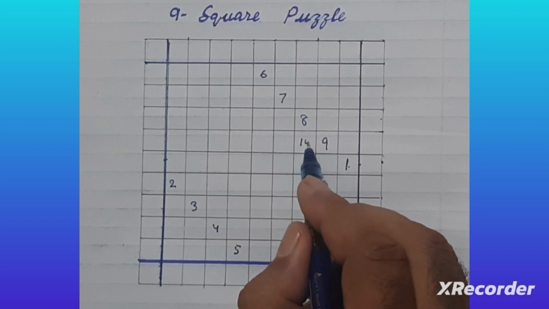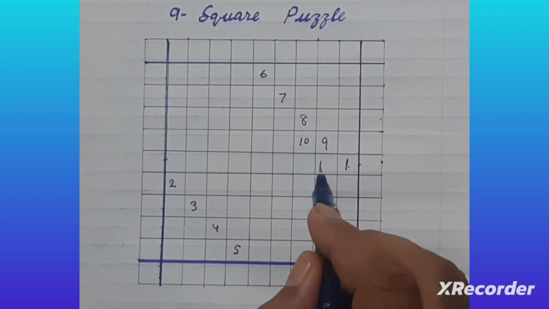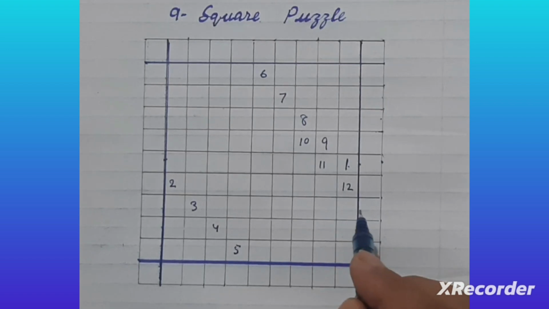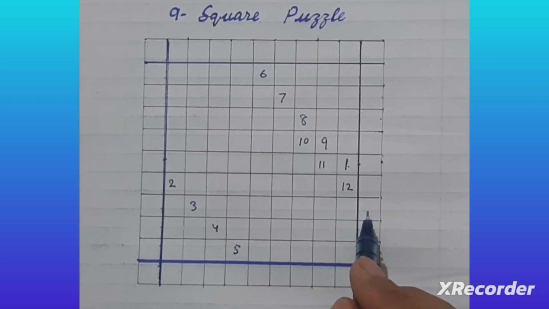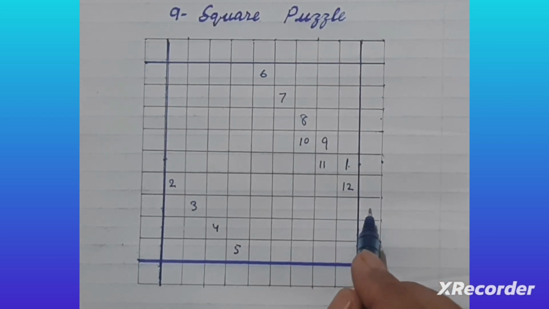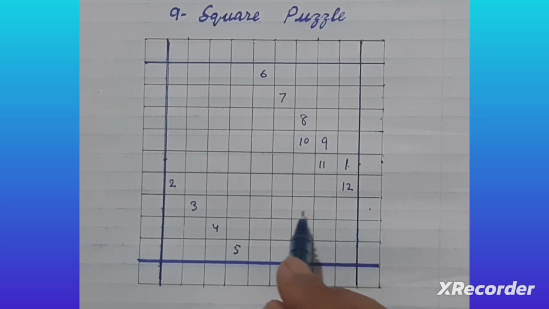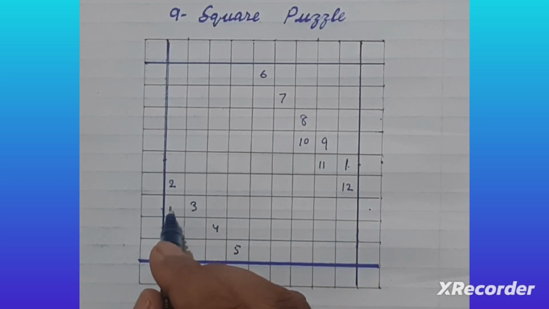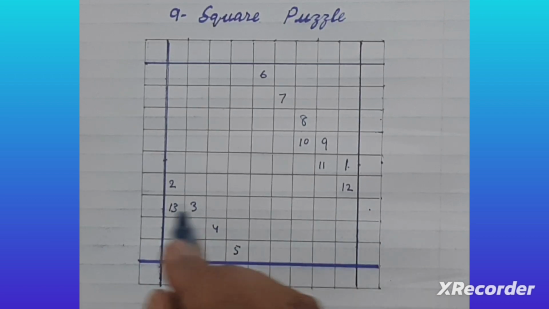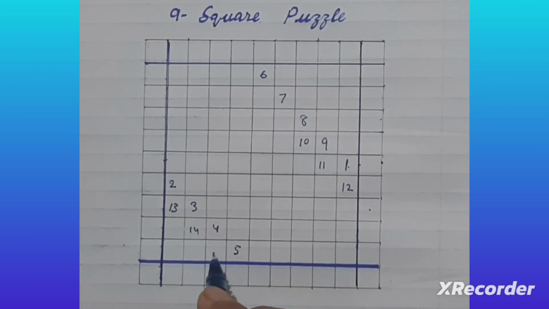We move here and we write 10 here, 11, 12, and 13. 13 is coming in this square, therefore we cannot write it here because it is outside of the square, and we follow this row to its beginning. At its start we write 13 here. 14, this is 15, and 16 is also going outside.